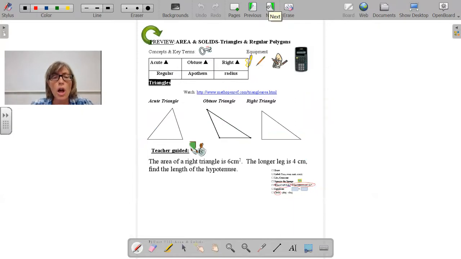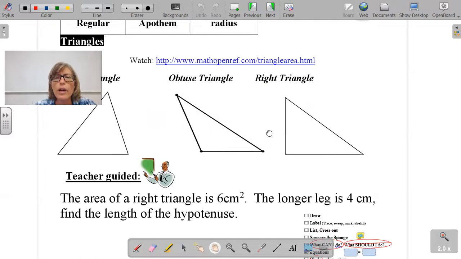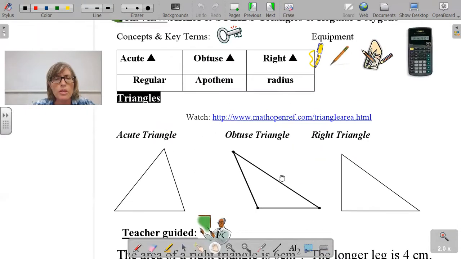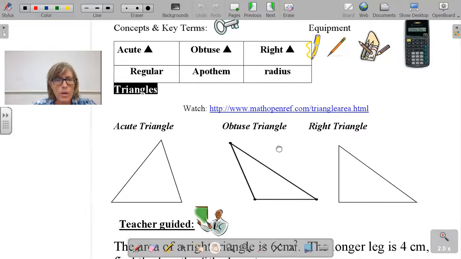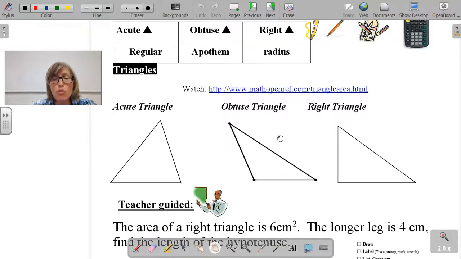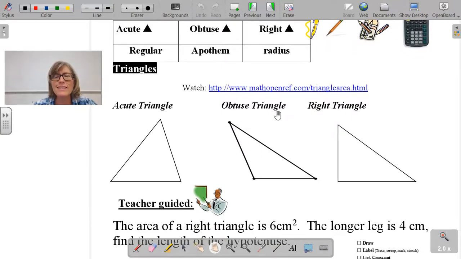For today, we're going to talk about regular polygons. That should ring a bell. We've done regular polygons before from Unit 6. First, we're going to recap our triangles. So we're going to start this by recapping area of triangles very quickly.